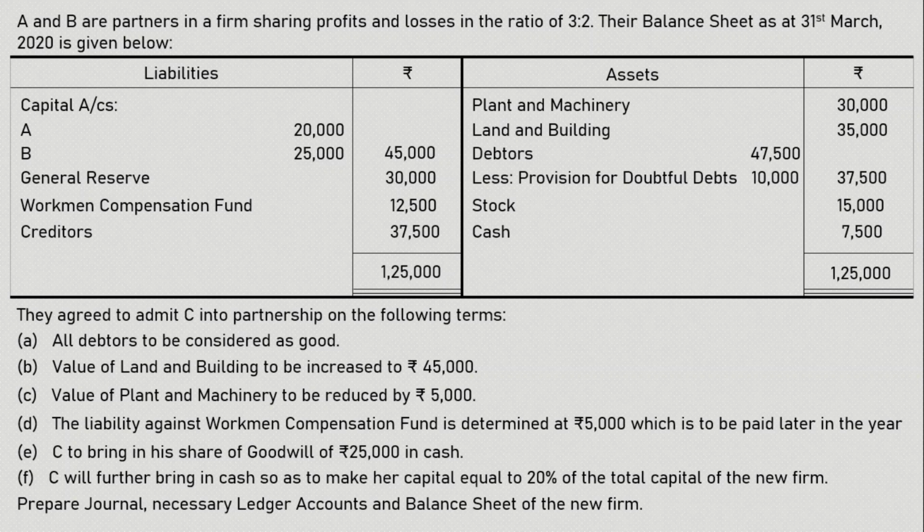simultaneously. Let's start. So, the first thing we need to do is, as I already told you, to calculate our new profit sharing ratio. But can you see where the share of new partner is given? In adjustment F, C will further bring in cash so as to make her capital equal to 20% of the total capital of new firm. So C's share is 20%. Okay. And the old profit sharing ratio of A and B is 3:2 as given in first line. Let's calculate our new profit sharing ratio.